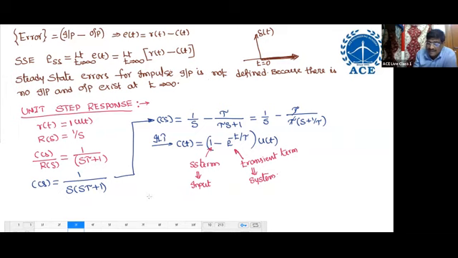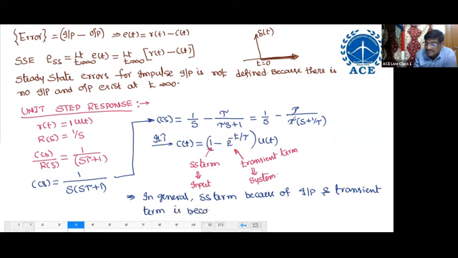In general, the steady state term, SS means steady state, is because of the input. And the transient term is because of the system. Remember, because of the system.